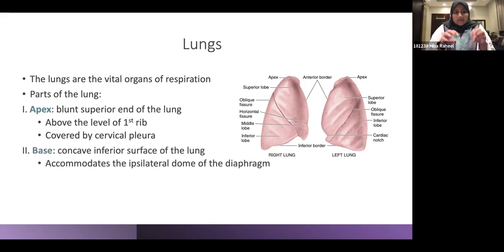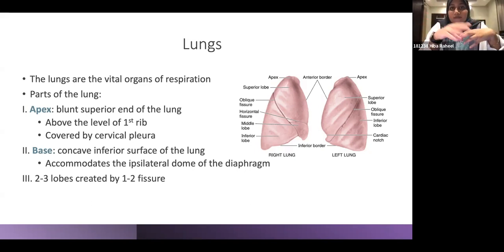The base of the lung is the inferior surface. This bottom surface, which meets the diaphragm, is the base of the lungs. Now, the lungs have lobes. If you've been to the lab and seen a lung, you can see that it has sections. These sections are called lobes. Depending on the kind of lung, there are different numbers of lobes. We'll get into that later.